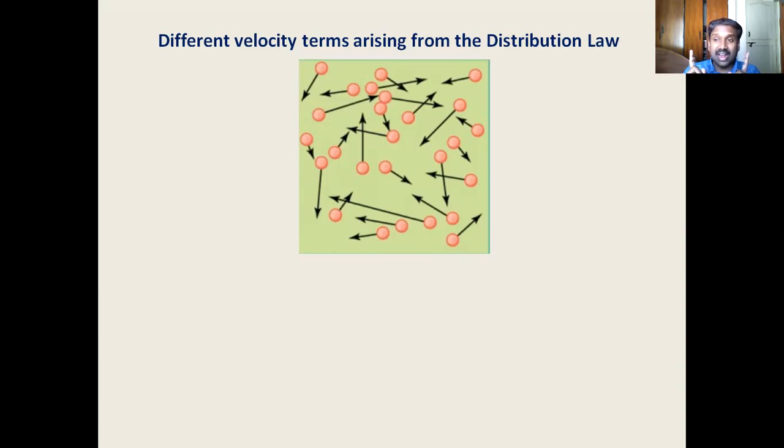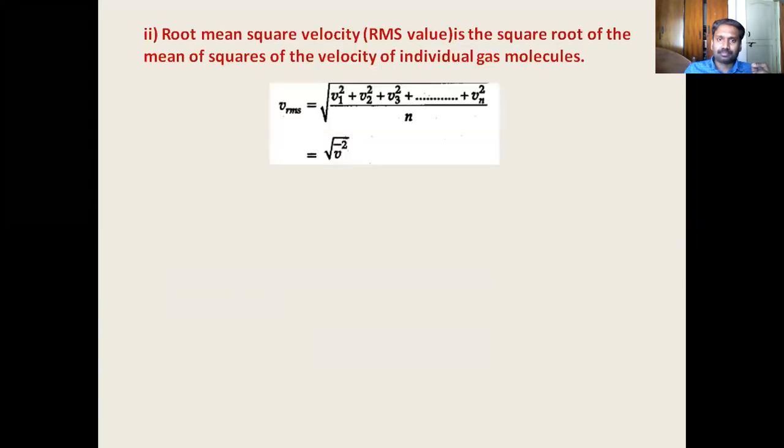But then you have a square, right? So now you put a square root. Then that becomes square root of v square. You still get v. So if we had directly taken the mean, we would have got average velocity 0, but in this method we are getting a finite value v. The same thing is done for calculating the root mean square velocity. First, the individual velocities are squared, then the average is taken, and the answer is further square rooted.